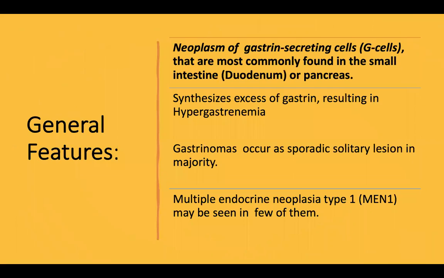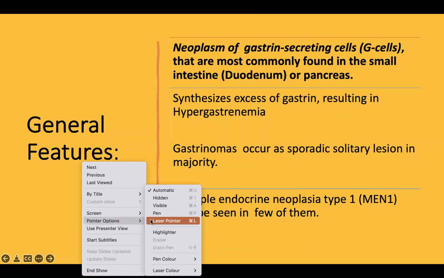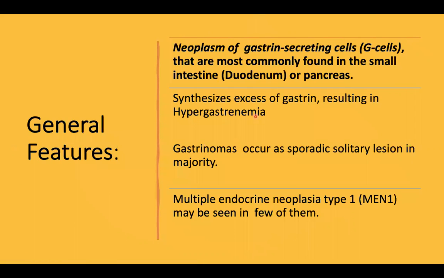So what is gastrinoma? Gastrinoma is a neoplasm of gastrin secreting G cells that is commonly found in the small intestine, and the most common location is the duodenum. So remember, duodenum. Sometimes it could be seen even in the pancreas. So duodenum and pancreas are regarded as the most common sites for gastrinoma.